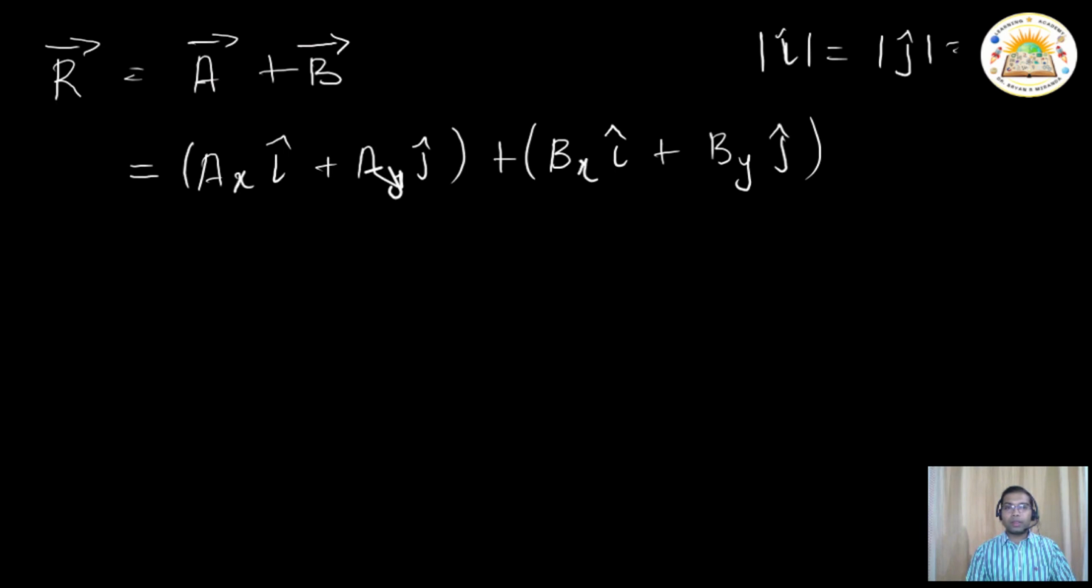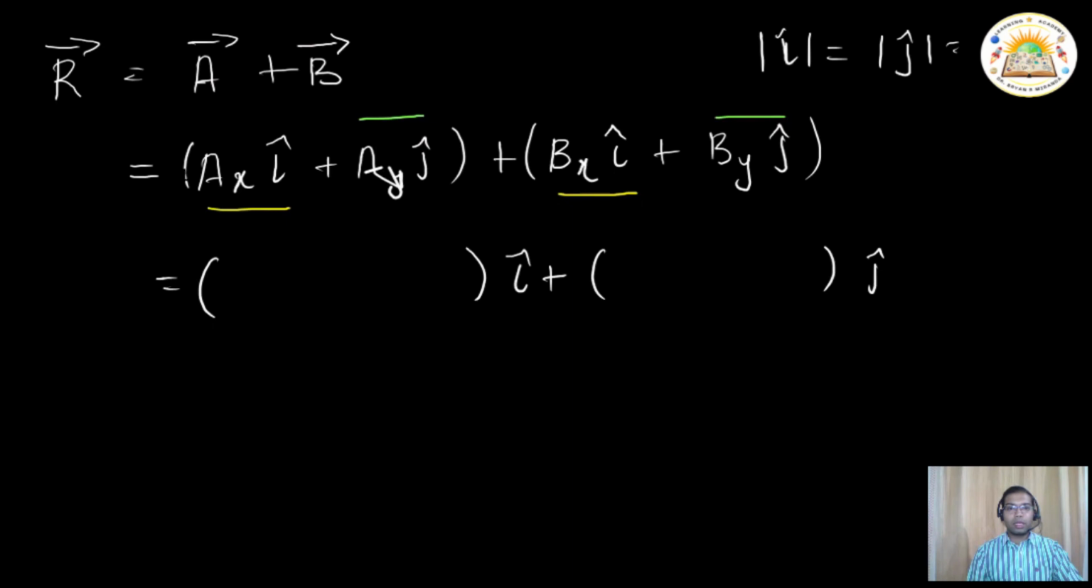Now what we are going to do is group the terms. All the terms with i cap will come together, and the terms with j cap will come together. I will use different colors in order to depict them. So this is my bracket, I'll have my i cap plus the bracket and j cap. So I will have A_x i cap and A_y j cap. So what have I done? I have grouped the terms. So B_x, B_y. You can see that I have all the x terms with the i caps together, all the y terms with the j caps together.